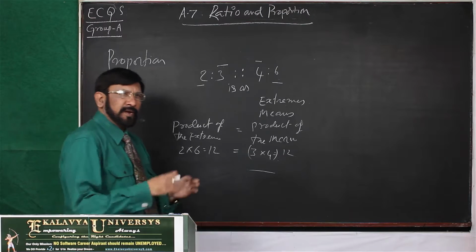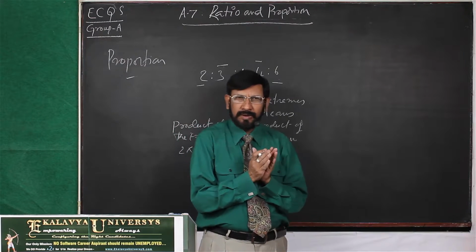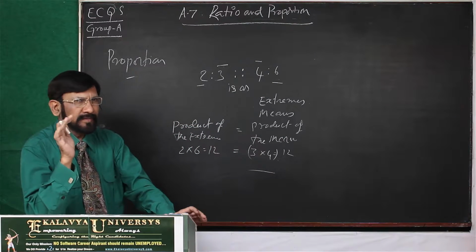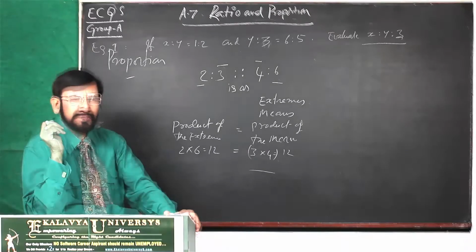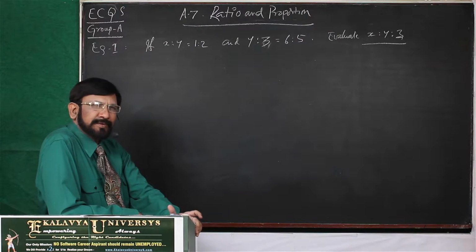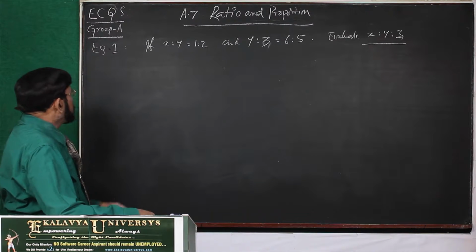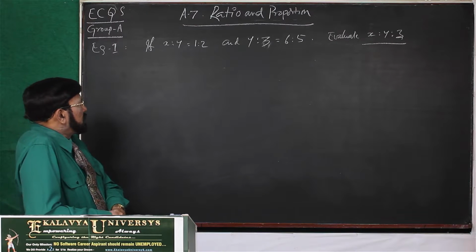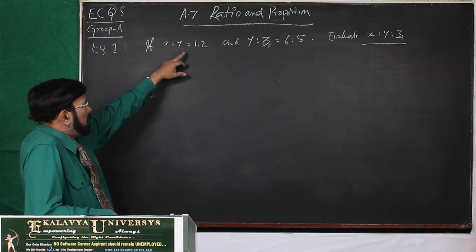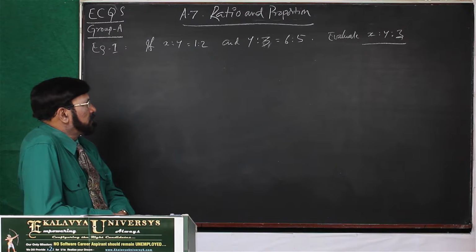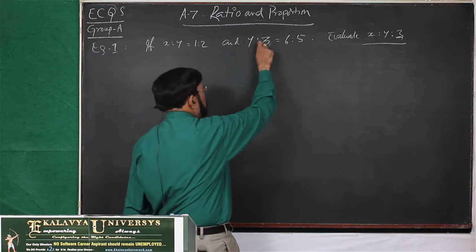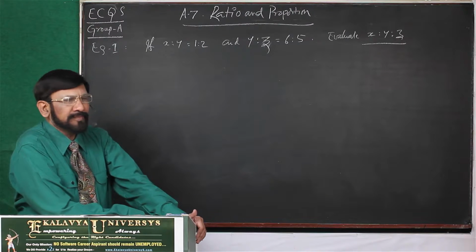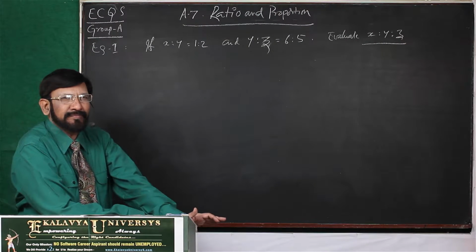Very frequently, for comparing same units, we use ratio, and to compare the equality of two ratios, we use the term proportion. In order to crystallize this concept of ratio and proportion, let us consider some examples. Example number 1. If x and y are in the ratio 1 is to 2, and y and z are in the ratio 6 to 5, then we have to evaluate x is to y is to z.